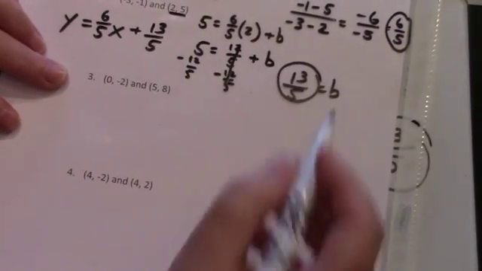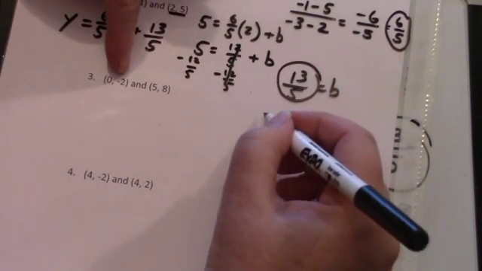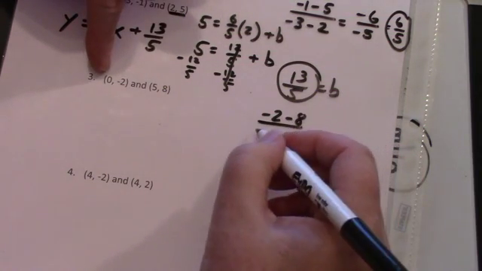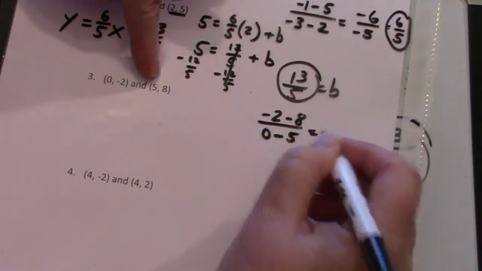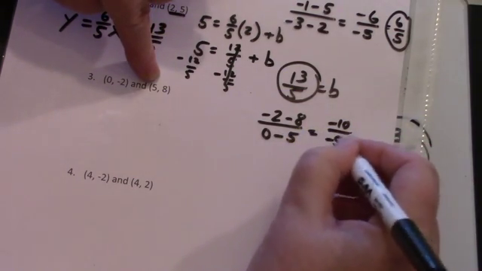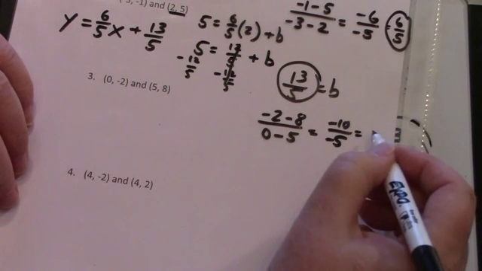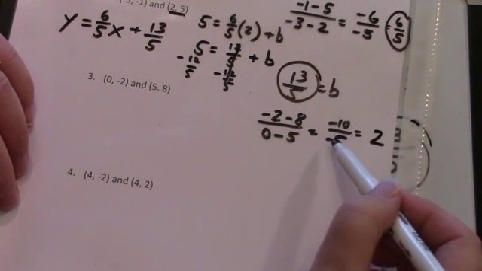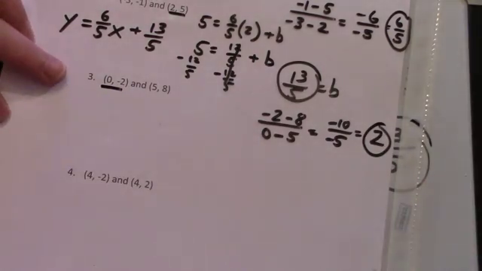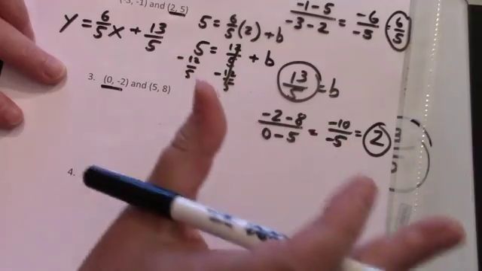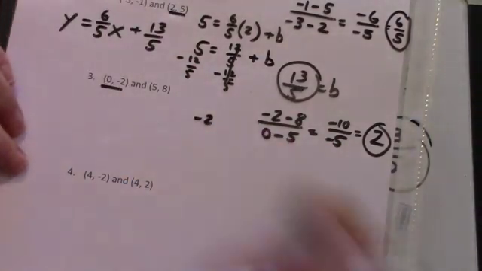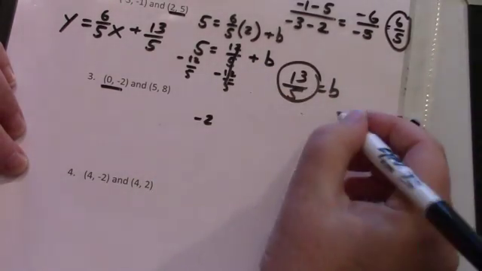We have to find slope first. So y1 minus y2 over x1 minus x2. -2 minus 8 is -10. 0 minus 5 is -5. 10 divided by 5 is 2, and a negative divided by a negative is positive. So here's our slope. Now let's substitute in. Let's pick these numbers because they're smaller. Even though one's negative, I like the 0 in there. Y is -2. We found out that our slope was 2.